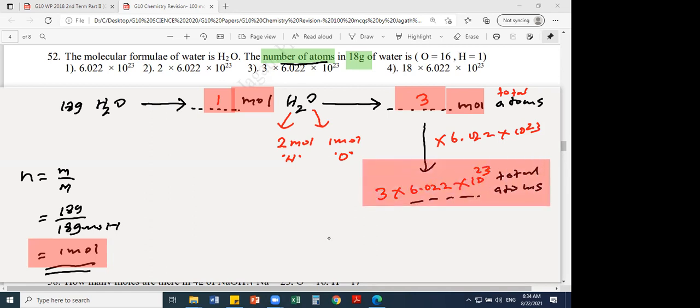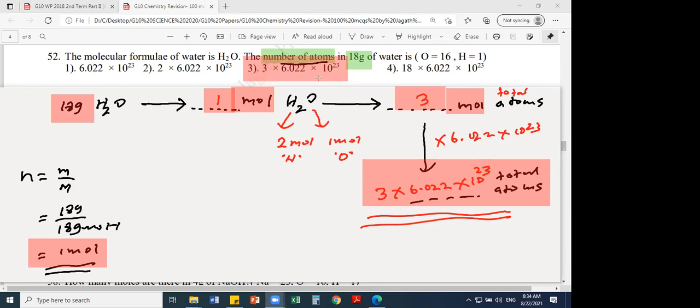Please raise your hand, those who got this final answer. 3 into 6.022 into 10 to the power 23: total atoms in 1 mole of water, or 18 grams of water. Very good, around 10 students. Those who did the calculation and got this answer, very good. I'll highlight that the answer is the third option. Question number 52, answer is third. Is that clear?